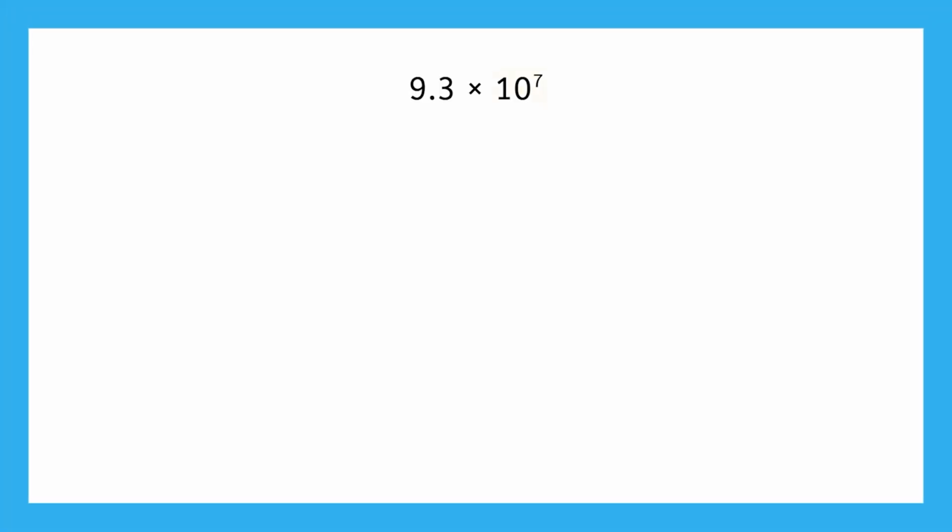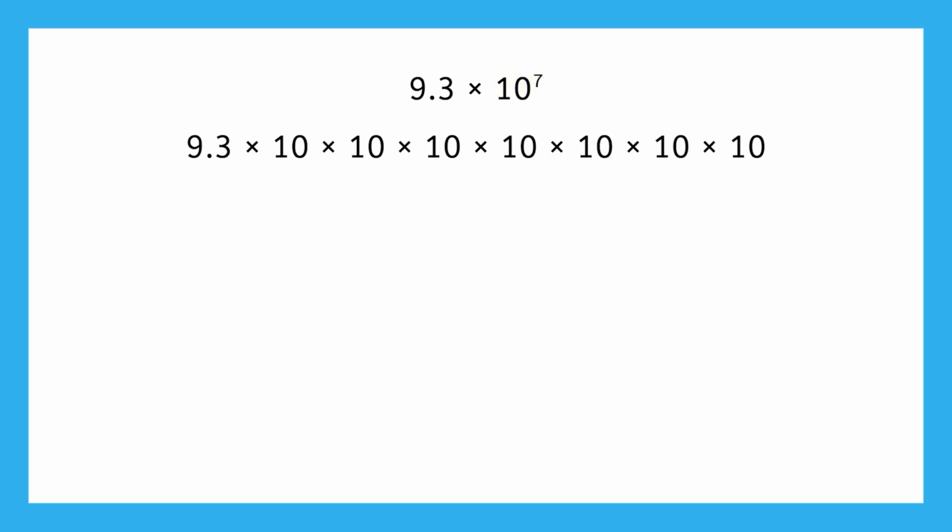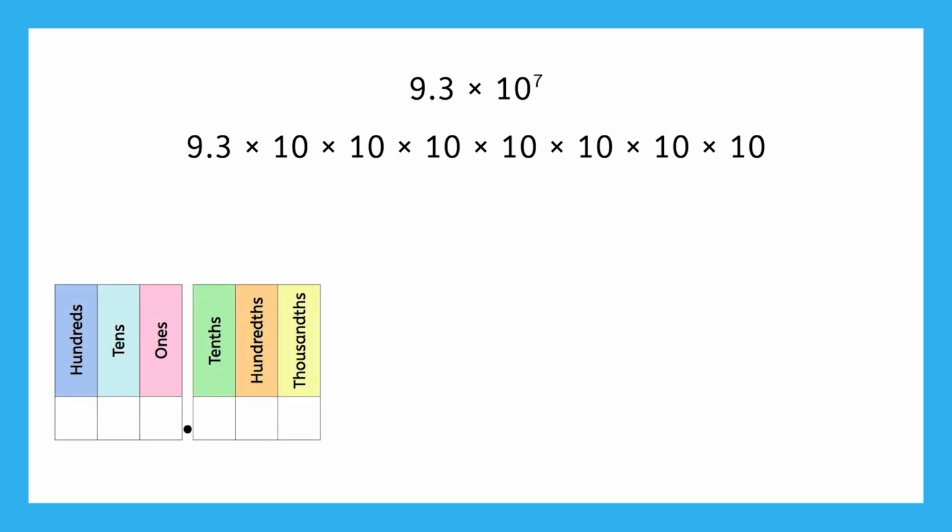Take a look at that 10 to the seventh power. How do we write that as repeated multiplication? It's 10 multiplied by itself 7 times. So this is 9.3 times 10 7 times. That's a lot of tens, but they're pretty easy to multiply if we remember our place value patterns.